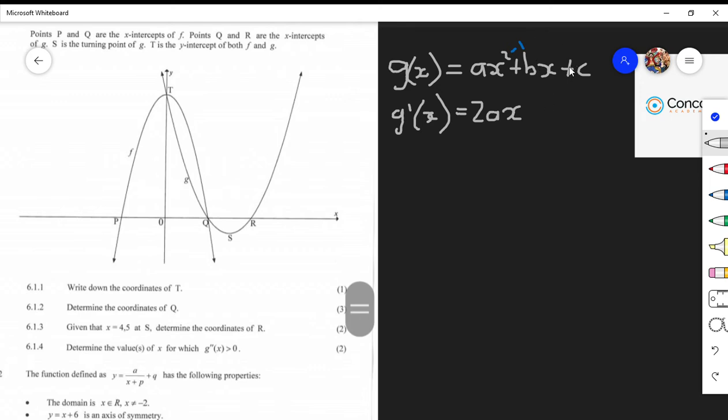Now our next part is bx. So when we derive bx, we take the exponent of x, which is 1, times b, which is b, because 1 times b is b. You write that down. Then we minus 1 from the exponent of x, which is 1, and 1 minus 1 is 0.